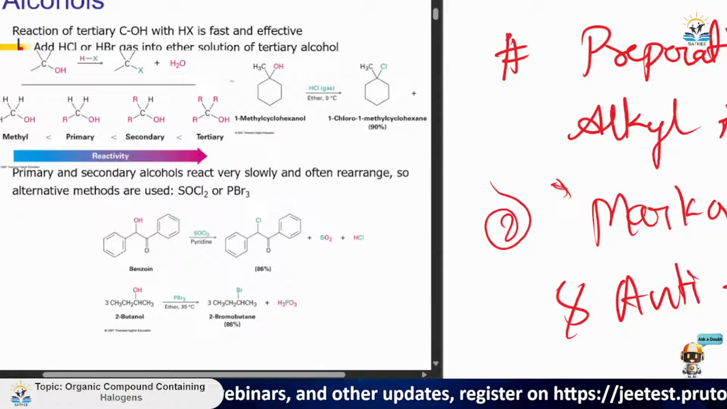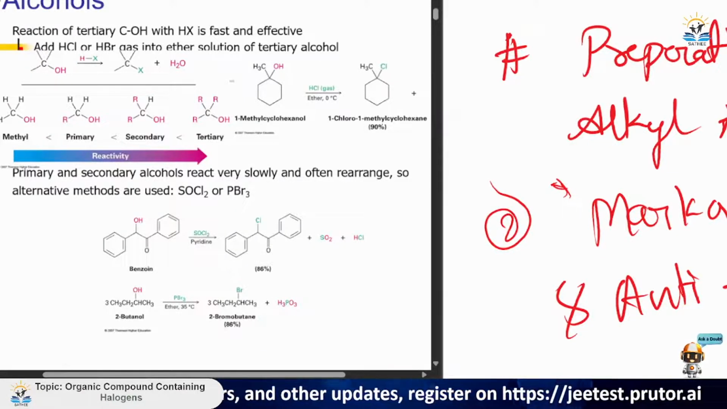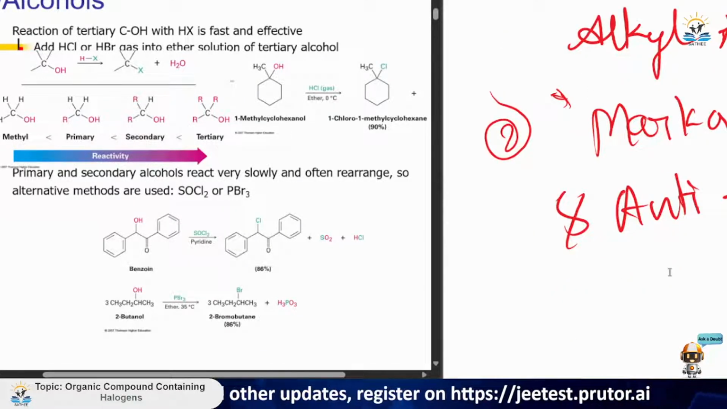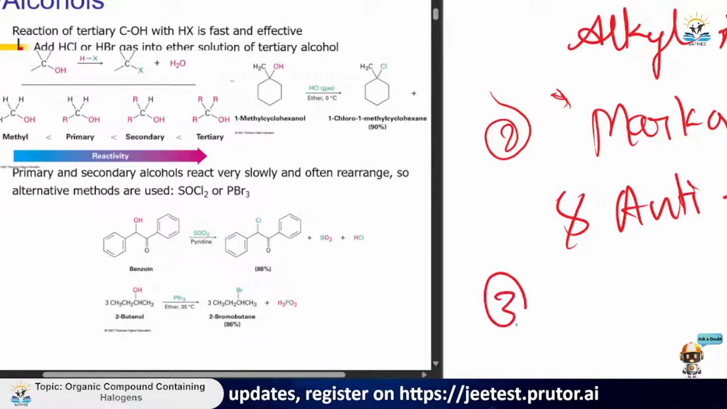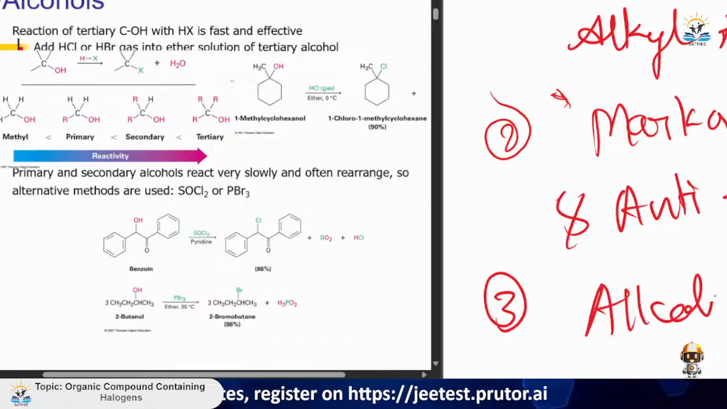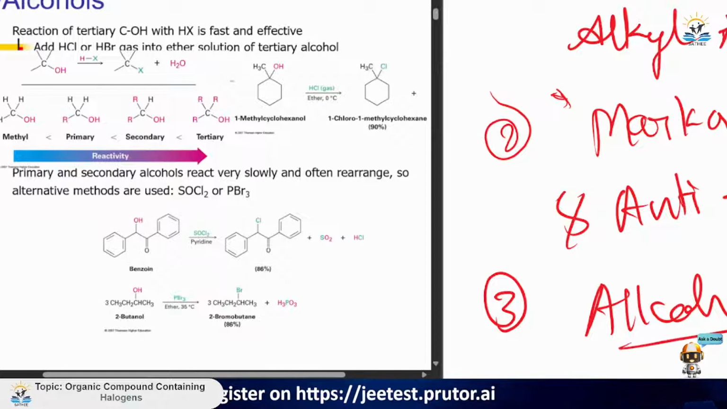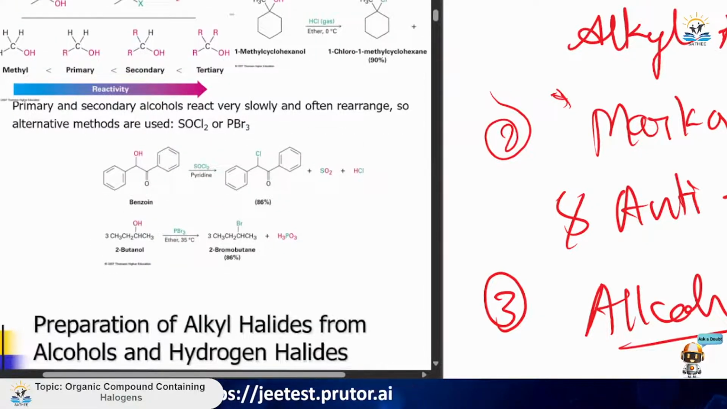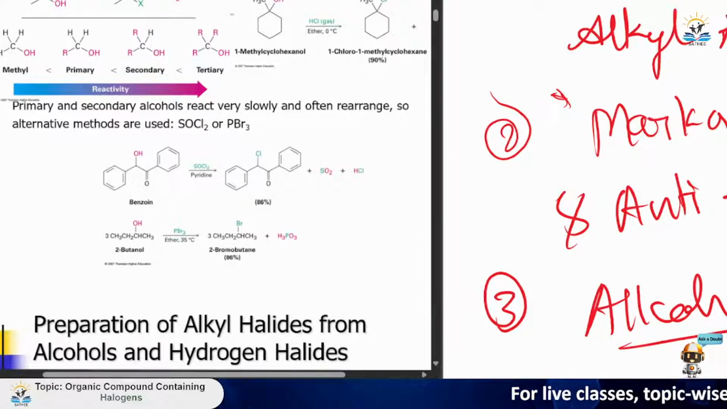Now we have seen two methods. One more method is to make the alkyl halide from alcohols. So alcohols can also be used to make alkyl halide products. First, see, the reaction of a tertiary alcohol with HX is fast and effective. I told you that if a 3 degree carbocation is formed, it will be more stable and form the alkyl halide more effectively and quickly.